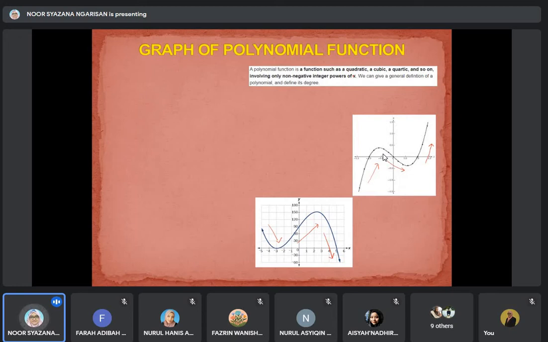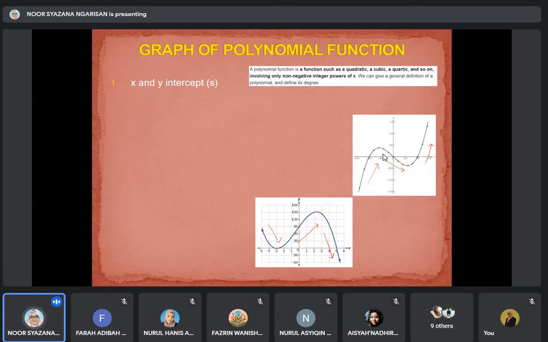Contoh, if you have x power negative 2, is it polynomial function? X power negative 2 polynomial function ke tak? No. Okay, let's say x power negative 3, polynomial function ke bukan? No, madam. Okay. Polynomial function tak kira lah quadratic ke, cubic ke, tetapi mesti non-negative integer powers of x.